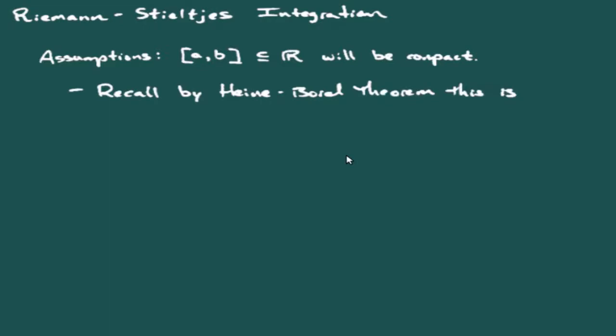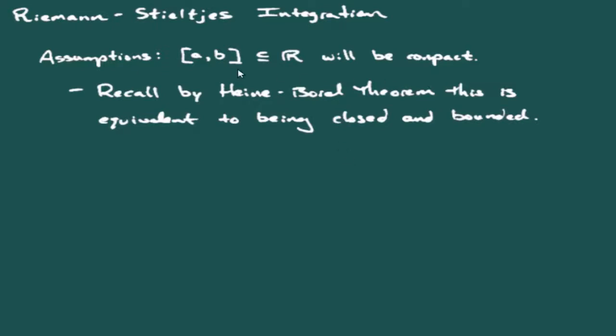The first one is that we're going to have a closed interval [a, b] on the real number line, and that closed interval is going to be compact. As a reminder from the Heine-Borel theorem, this is equivalent to being closed and bounded. So just a little refresher from the past there. Our closed interval [a, b] is going to be compact.